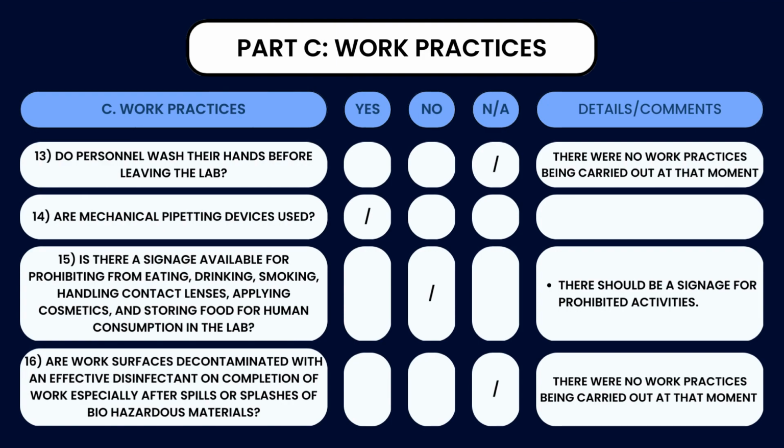Part C, work practices. Work practices such as washing hands before leaving the lab and disinfecting the work surfaces on completion of work were not carried out during the inspection. The signage for prohibition of certain activities should be present in the lab. At the moment of inspection, there were mechanical pipetting devices being used.